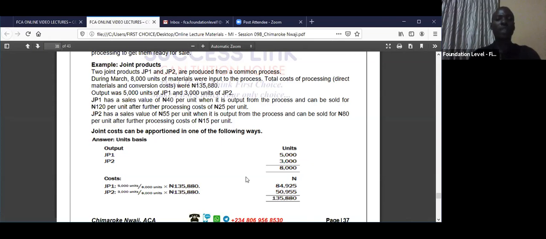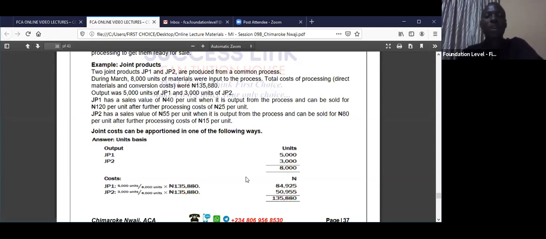There's a common process that, when it splits off, will produce JP1 and JP2. During March, 8,000 units of materials were input to the process. So it means that before they were split off, the material, let's look at it like crude oil, is 8,000 units. And let's look at JP1 and JP2 as kerosene and diesel, or let's say fuel and kerosene.